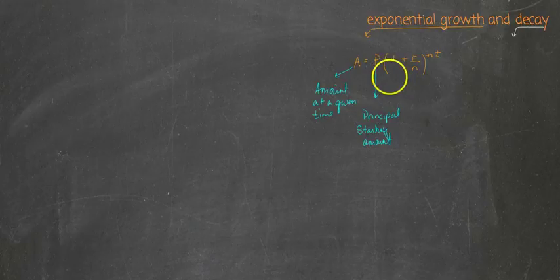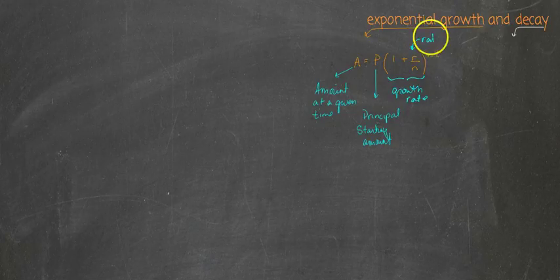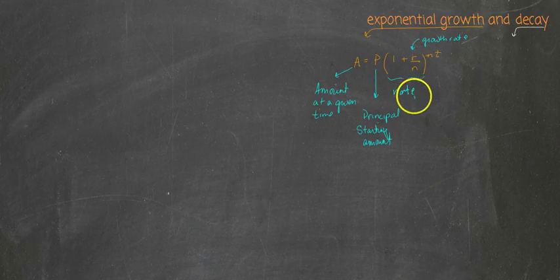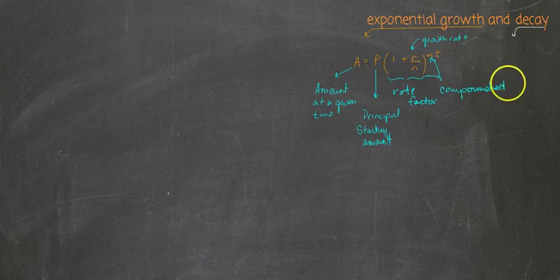So this is called the growth rate. And this is the rate factor, which makes sense because I'm multiplying P times this, which makes that a factor. n is the number of times it's compounded. And t is over a given time.